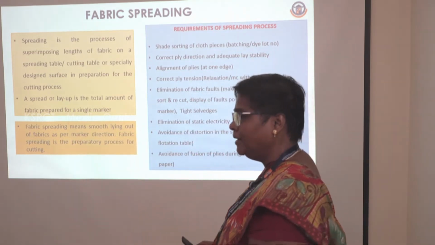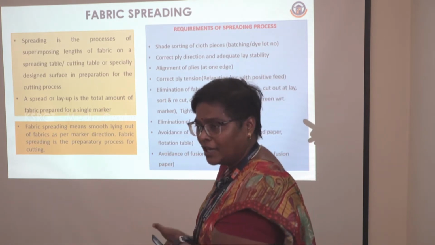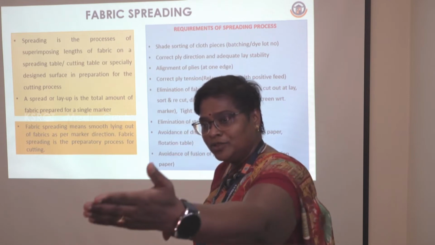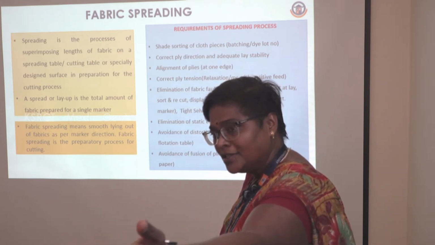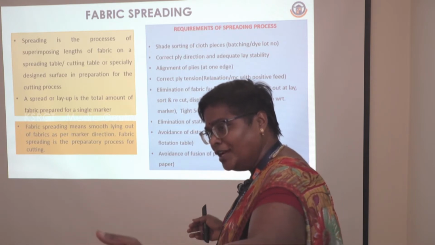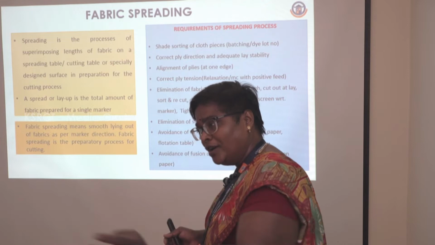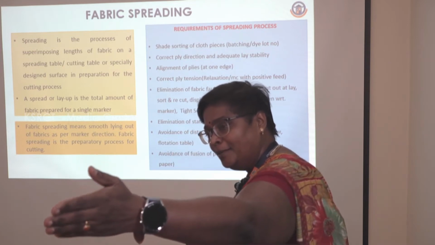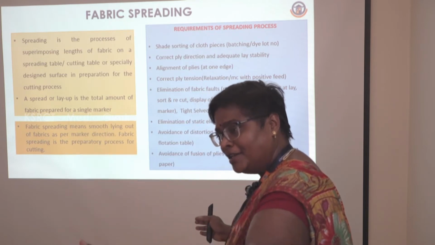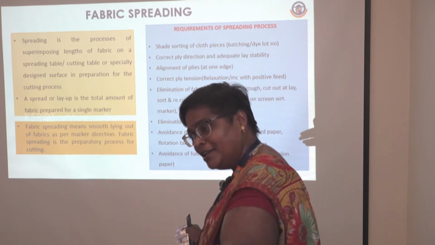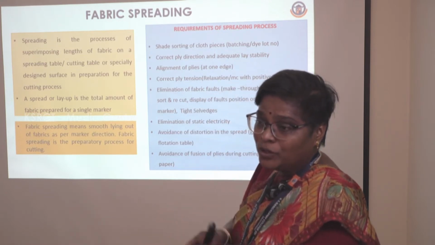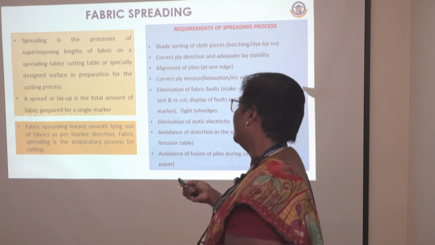For example, now you are sitting in a classroom. The classroom may be 60 square meters. Just think of that length, whether widthwise or lengthwise. For example, if I need only 30 meter length, the table will be for 30 meters and the fabric will be laid for 30 meters. Over that, one over the other, fabrics will be superimposed. That process we call spreading.